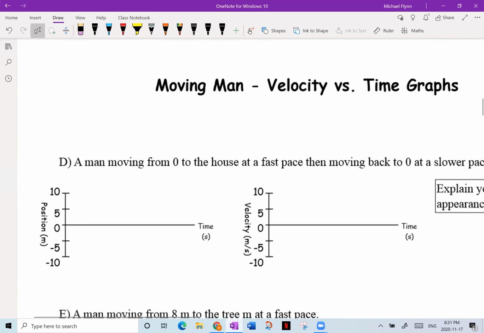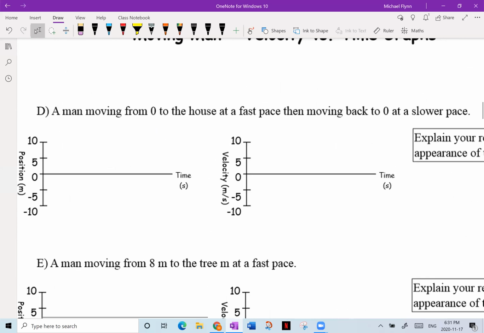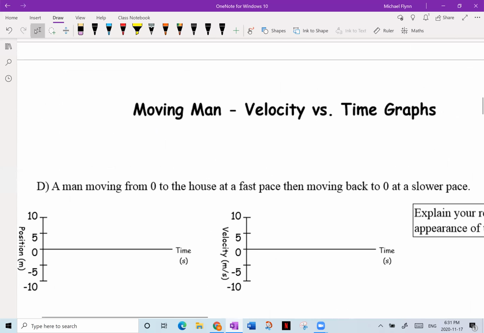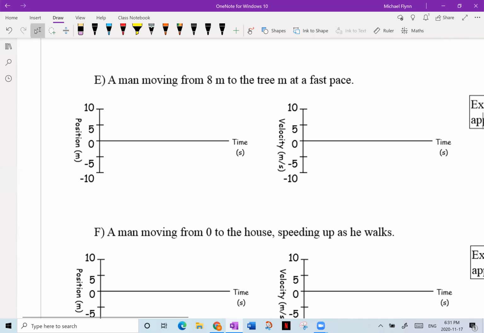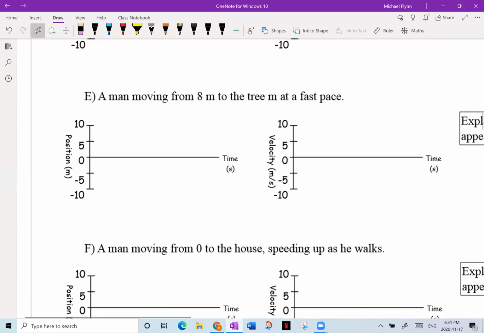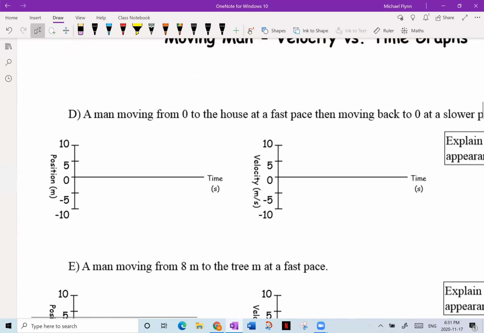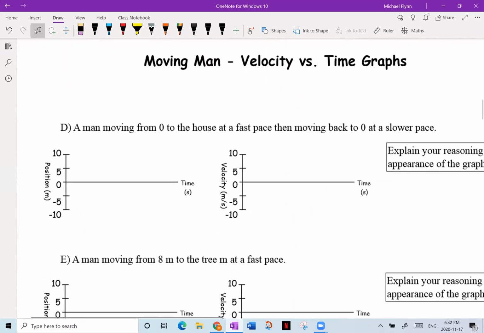All right, so now what you're going to do is keep doing this and see how it all works out. Then you keep going back to the app and testing it. So look at this: a man moving from 0 to the house at a fast pace, then moving back to 0 at a slower pace.